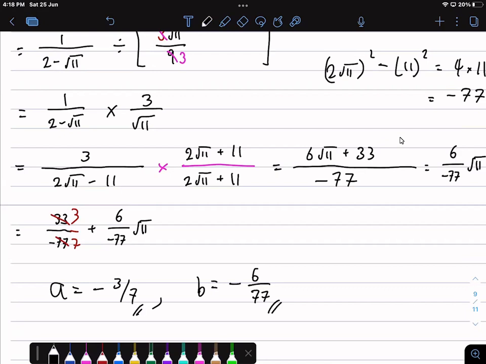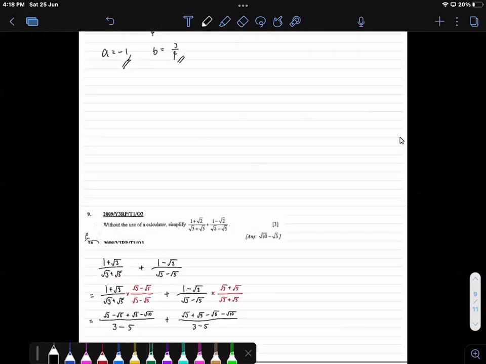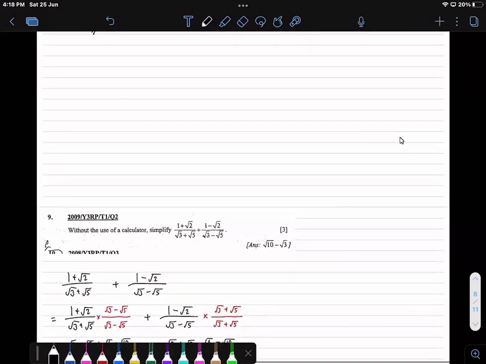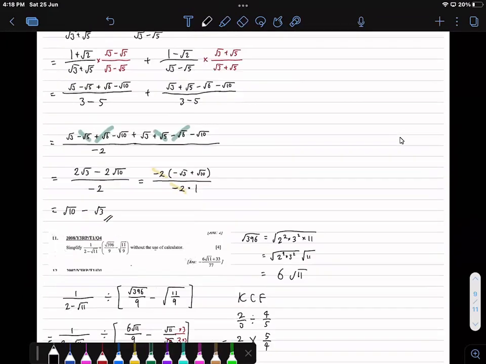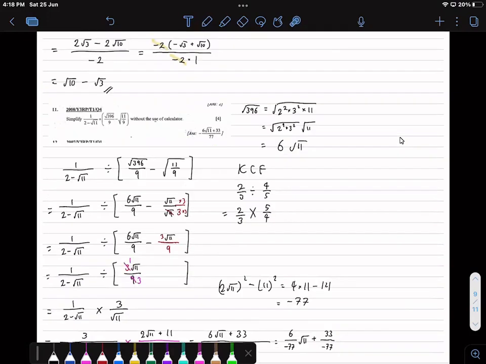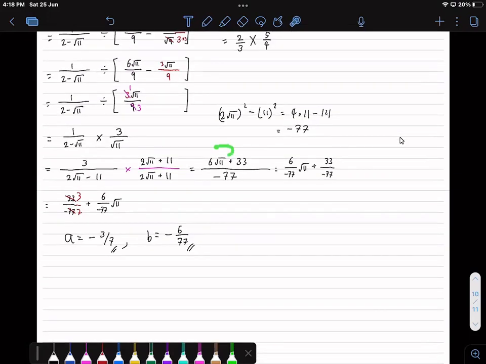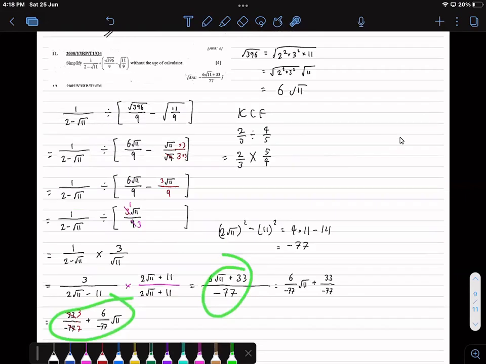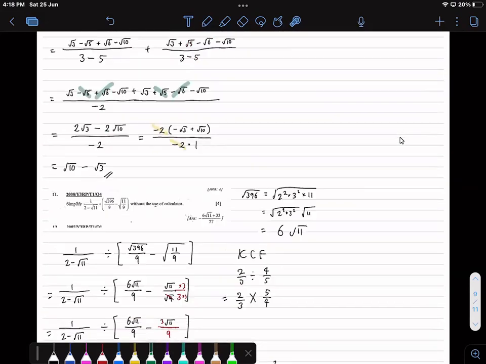Can? Okay. Yeah, I hope the answer is correct. Yeah, okay. Can simplify. Yes. All right. It's okay to leave your answer in this format. This format is also okay. Can? Either format is fine. They never specify. Okay, next question.